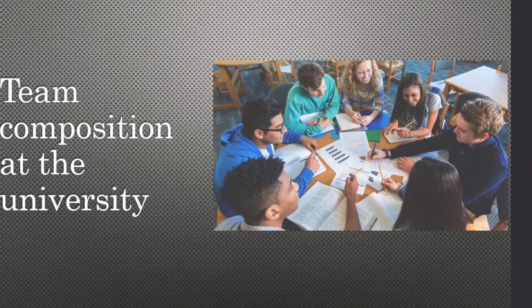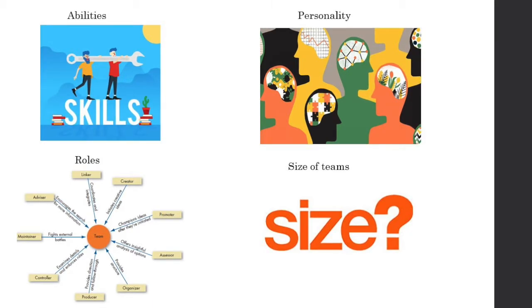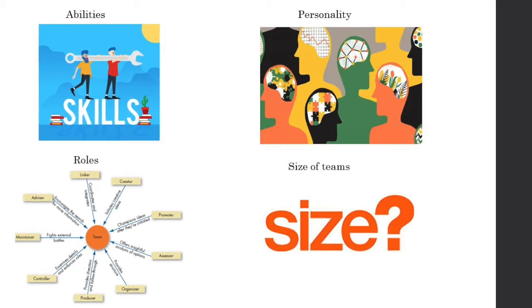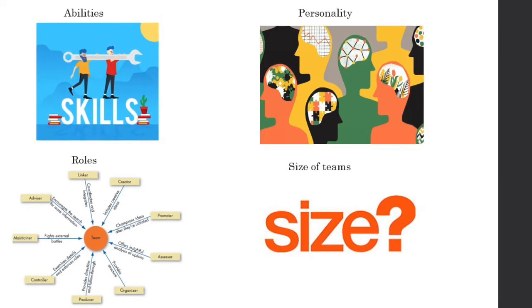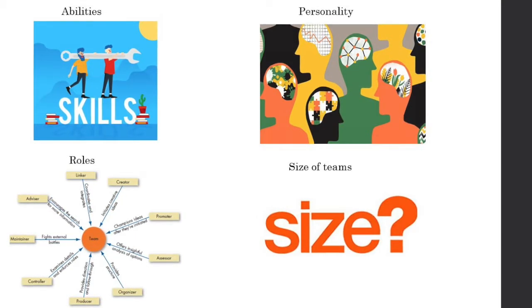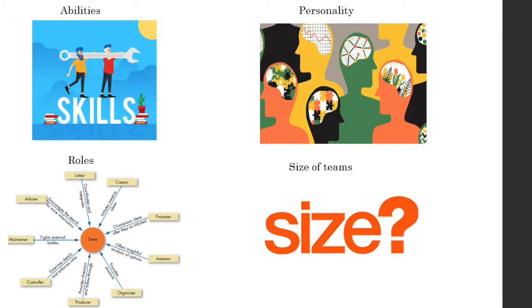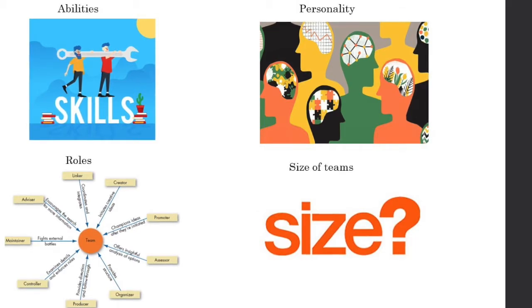Now, talking about the composition of the group at the university, there are four factors that must be taken into account. The first one is abilities. Part of the performance of the group depends on the skills and knowledge of each of the members, but these abilities also set the limits of each member. These limits are solved and covered by the abilities of the other members. That's why the abilities of each of the members are important while choosing how to compose our groups.